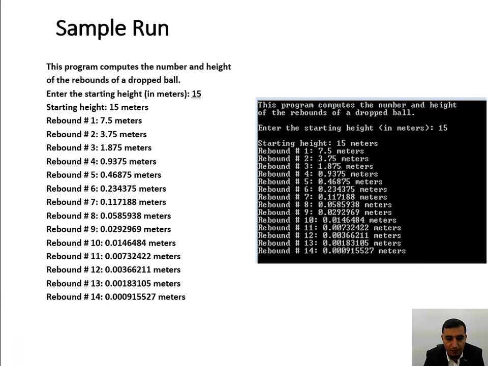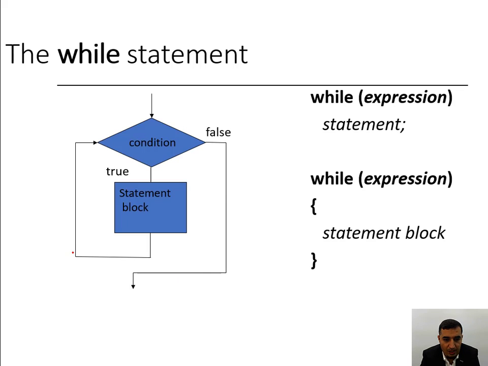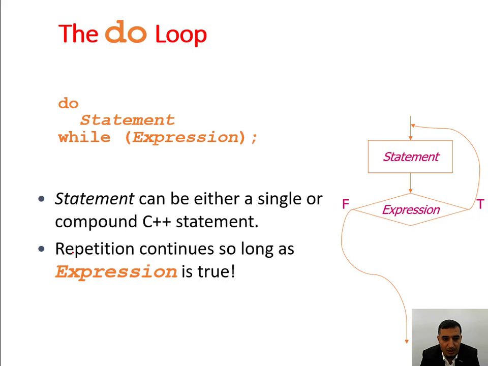Here is a sample run for this program. Example of while: integer x is equal to -4. Is x less than 0? Yes. x is equal to x plus 2, so x will equal -2. Is x less than 0? Yes. x is equal to x plus 2, then x will equal 0, and you will have your cout. Here, while true means infinite. If you say while true, your program will run infinitely, and you will have this expression being executed over and over again.